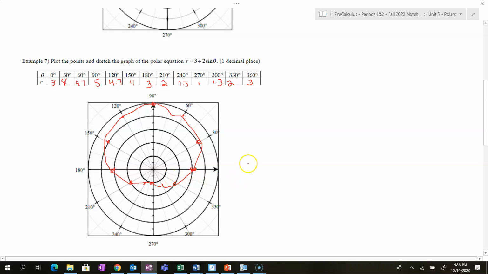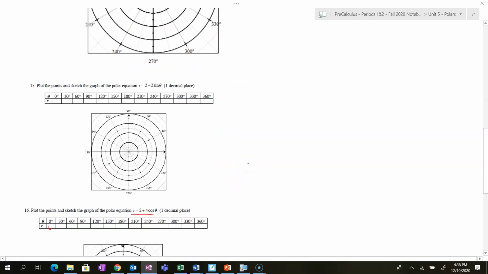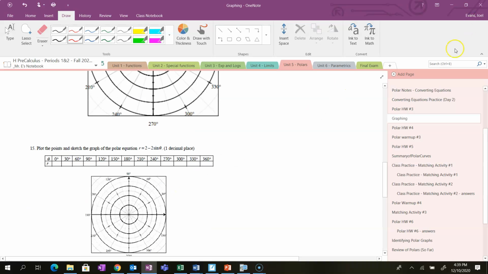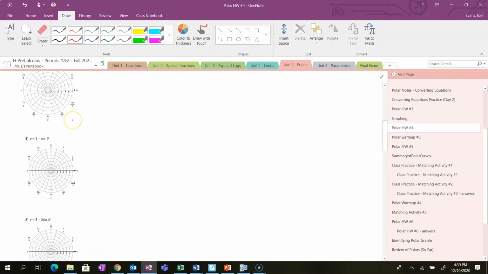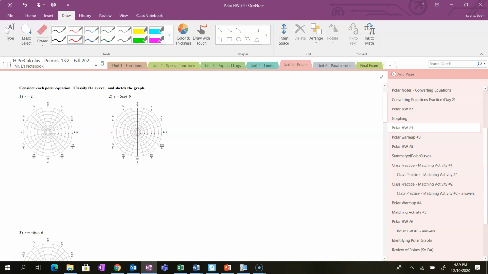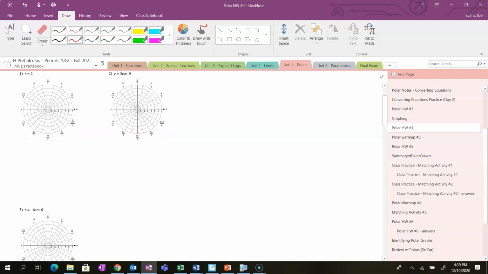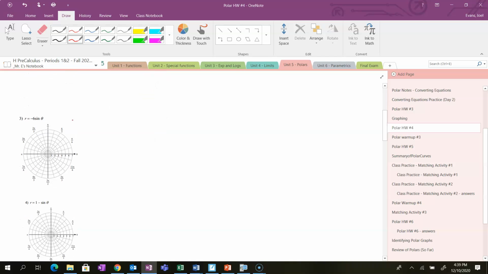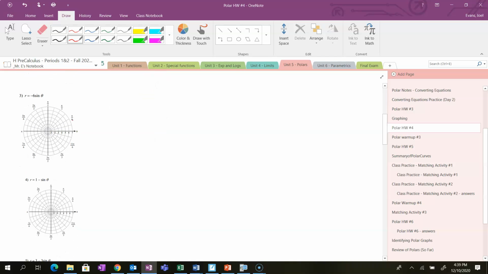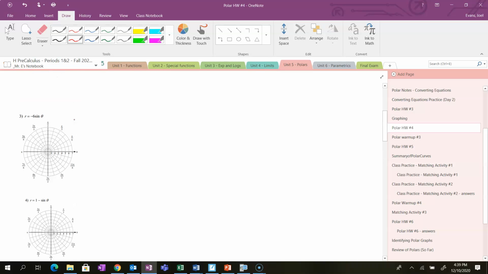So what I would like for you to do is see if you can do number 15. It's the same idea, and see if you can graph number 15. And that's it. And then after you finish number 15, then for homework tonight, I would like you to do polar homework number 4, and just do number 2 and number 4. Number 2 and number 4, and then you can check your answers down at the bottom.